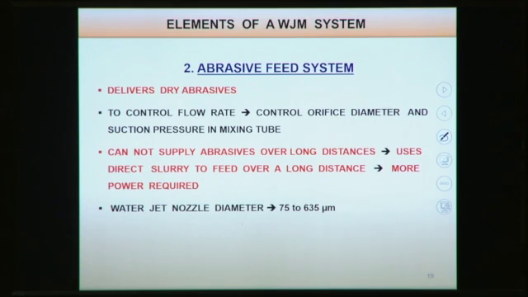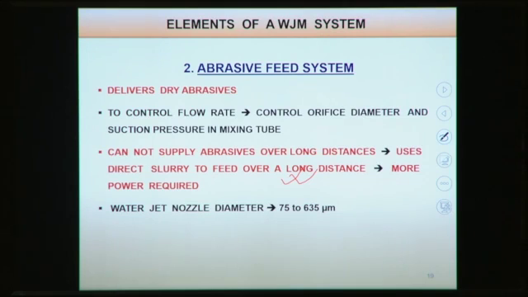Nowadays a new system has come where, instead of mixing the abrasive and water inside the mixing chamber, you mix them somewhere else as a slurry, and you can flow this slurry and feed it over a long distance. But in this case, when delivering the slurry over a long distance, you need a high power pump or intensifier.